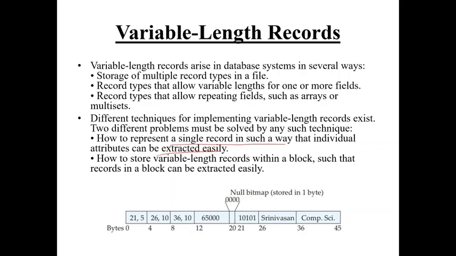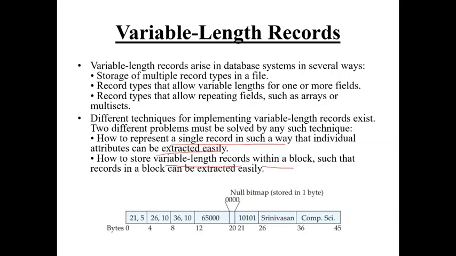So that kind of information is important. So this is the first problem. Then, how to store variable length records within a block? How can we store a particular record within a block? Those are the two types of challenges we have to face if we want to implement variable length records.